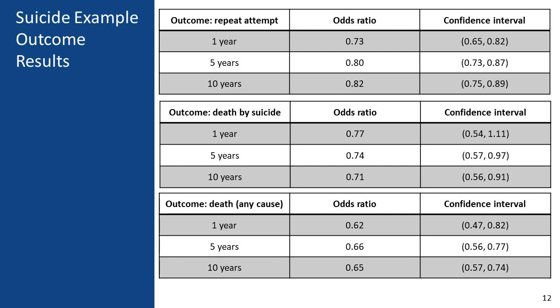We can look at things like repeat attempt after 1, 5, or 10 years, death by suicide, death from any cause. What was gratifying about this study is that it looked like this therapy was actually quite effective at reducing risk for all of these outcomes over even a 10-year time period. We're not focusing here on the substantive findings, but just want to illustrate that you can essentially do the standard sorts of analyses that you've learned about using these matched samples.